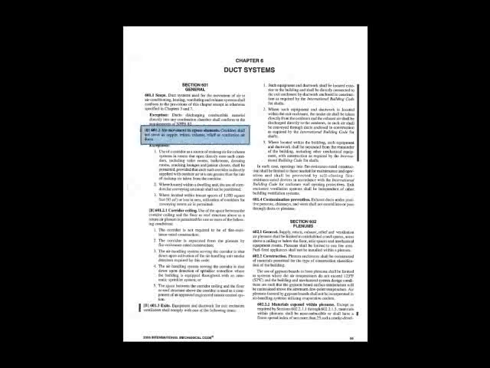601.2 talks about air movement in egress elements. Corridors cannot serve as supply, return, exhaust, relief, or ventilation ducts, because corridors have to be smoke-free at all times because of emergency egress. In other words, getting people out of the building in case of fire.